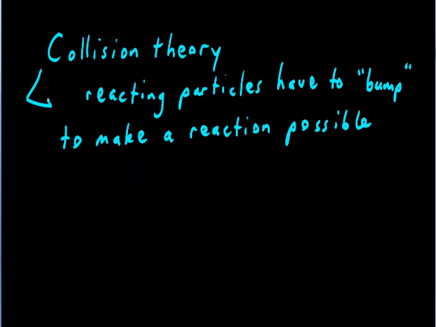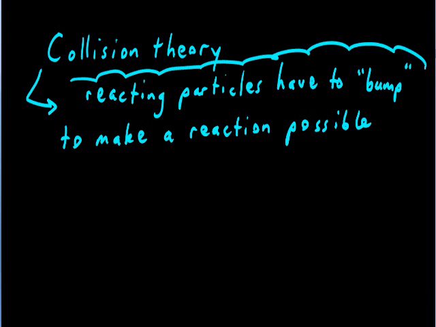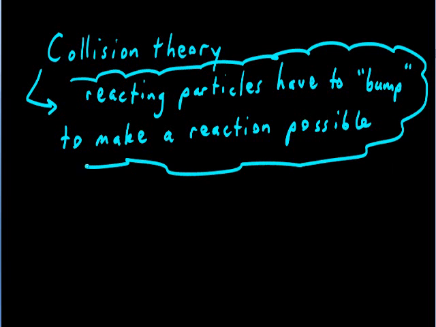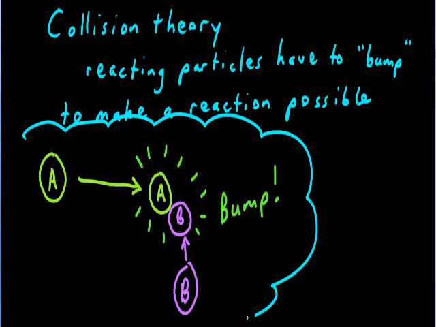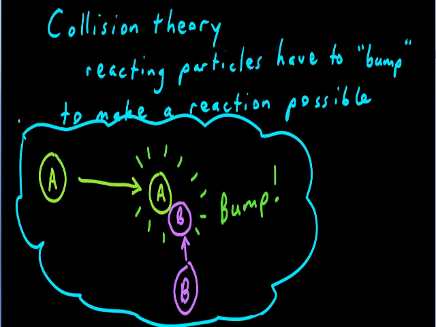The idea of collision theory being that reacting particles have to bump or collide in order for a chemical reaction even to be possible. But again, according to collision theory, our reacting particles, using their motion or kinetic energy, move and bump into each other, and the bumping of the particles is what allows for a reaction to take place.